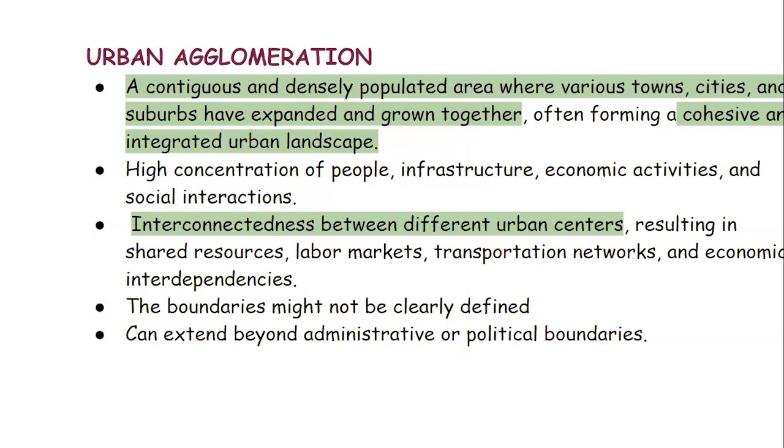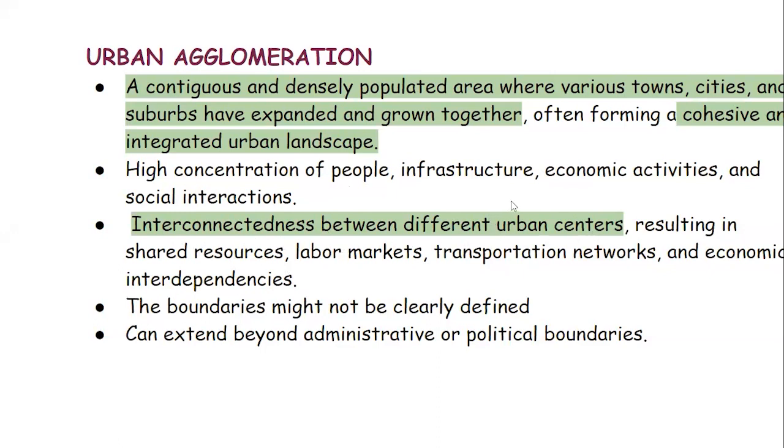These urban agglomeration areas are characterized by a high concentration of people, infrastructure, economic activities, and social interaction. People are densely populated in an area, and they have developed infrastructure, economic activities, and social interactions. Urban agglomerations typically exhibit interconnectedness between different urban centers, resulting in shared resources, labor markets, transportation networks, and economic interdependence.